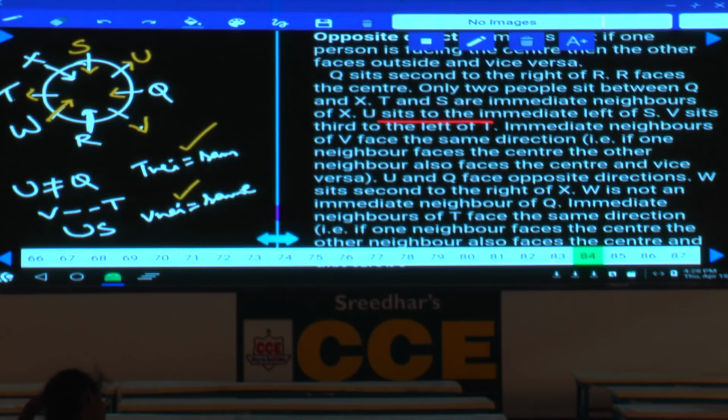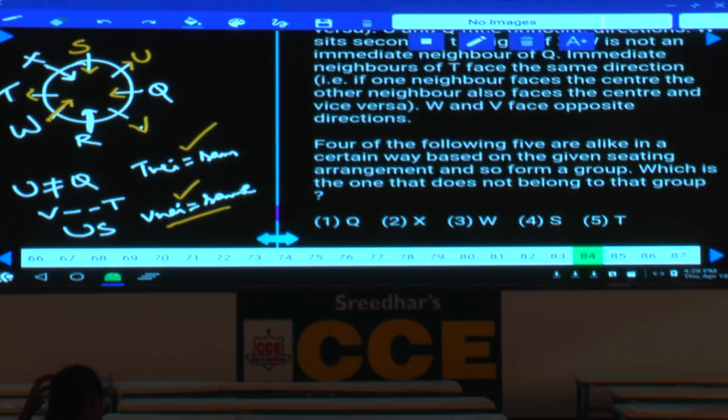Immediate neighbors of V face the same direction. Next one, anything else? Now the last information is W and V face opposite directions. Now if W is towards the center, V will be away from the center.